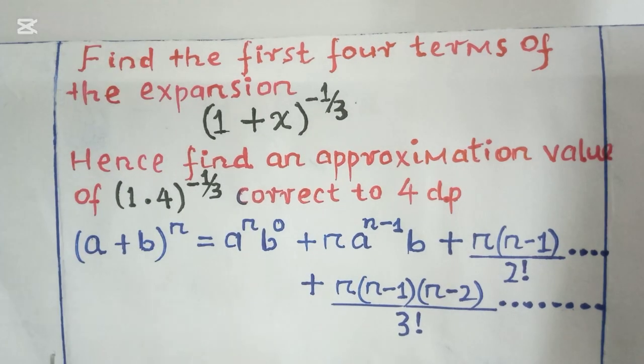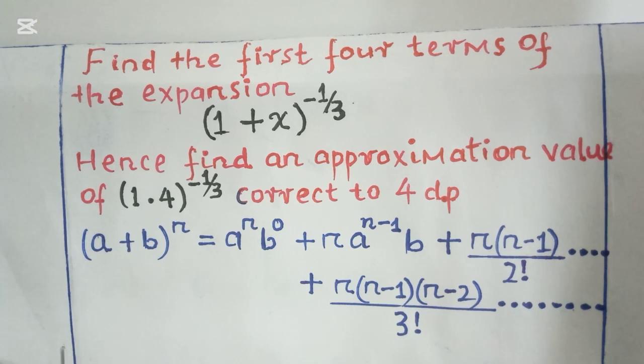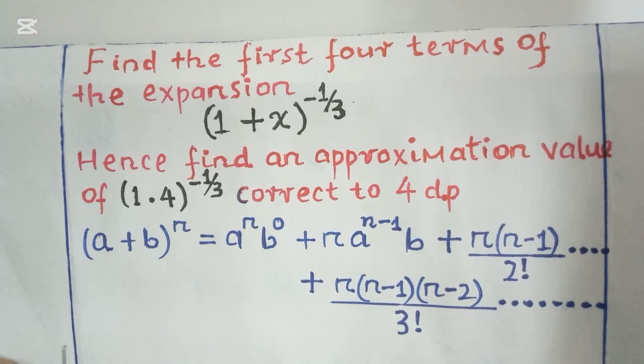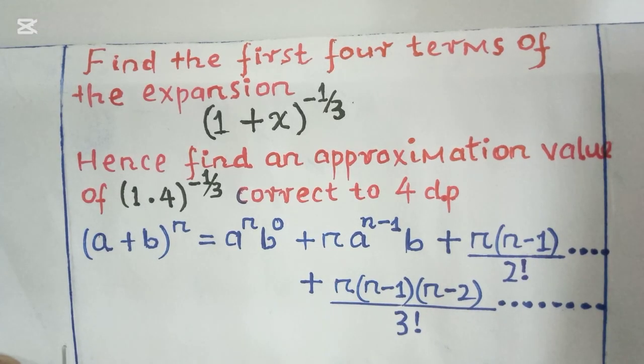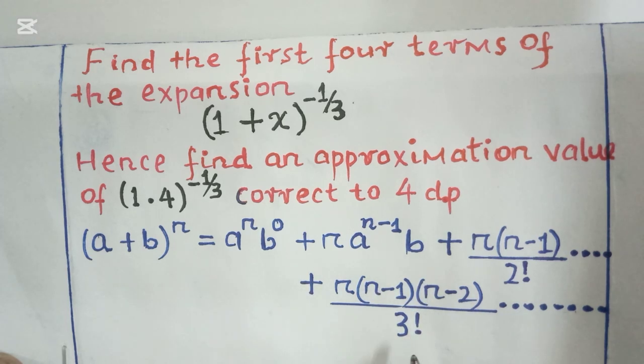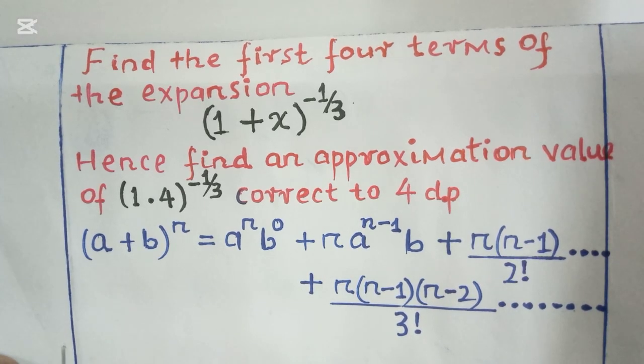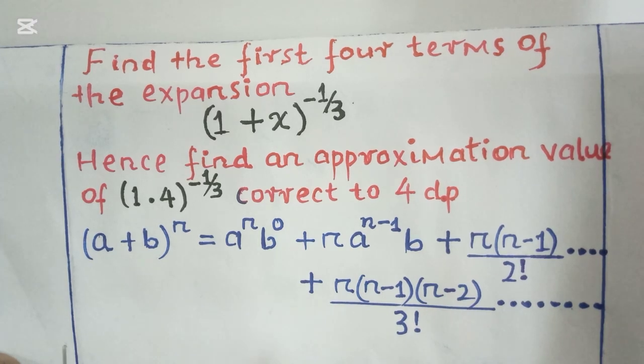And the question reads, find the first four terms of the expansion, hence find an approximation value of 1.4 raised to negative a third, correct to 4 decimal places. And so guys, I've already put up the equation that we are supposed to use. And so guys, we now start doing our question.